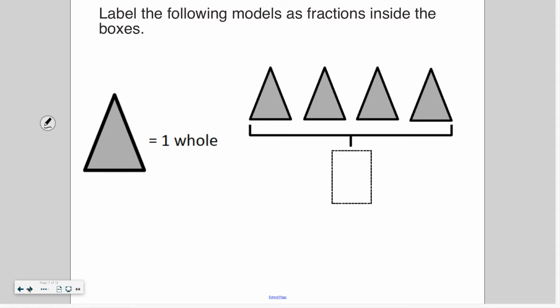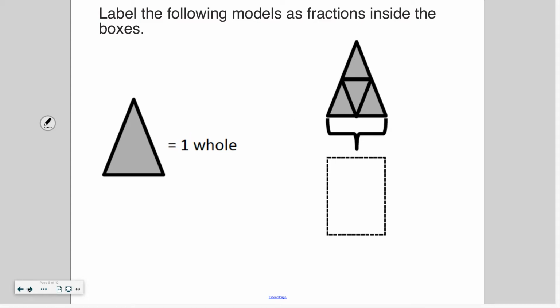I want to try this one now. And this is where I'm going to need to remember what I learned about how to write a whole number as a fraction. So again, each triangle is one whole. And I see I have one whole, 2 wholes, 3 wholes, 4 wholes, and none of them have been broken apart. So that means they're all just one whole, no fractional amount. So if I'm writing 4 wholes as a fraction, I have to write the number 1 under it. So this is 4 wholes.